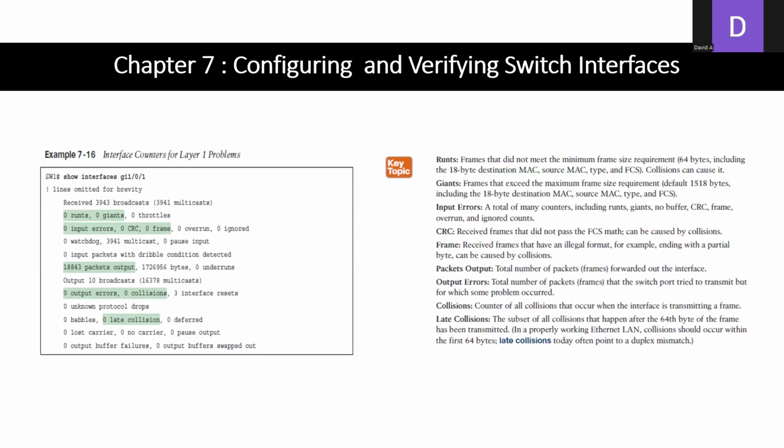Let's talk about, and this is the last piece of the chapter, common layer one problems on working interfaces. This is one of my favorite parts. When the interface reaches the connected up state, that's the state that we want. The switch considers the interface to be working.